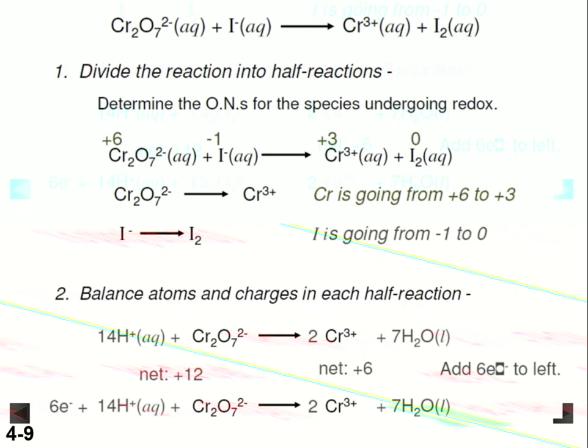That's our net charge. And that also is consistent with the oxidation state change. The chromium is going from +6 to +3. That's a 3-electron process. There's 2 atoms that do it, so it's a total of 6 electrons. We need 6 electrons as reactants to get chromium from +6 to +3.